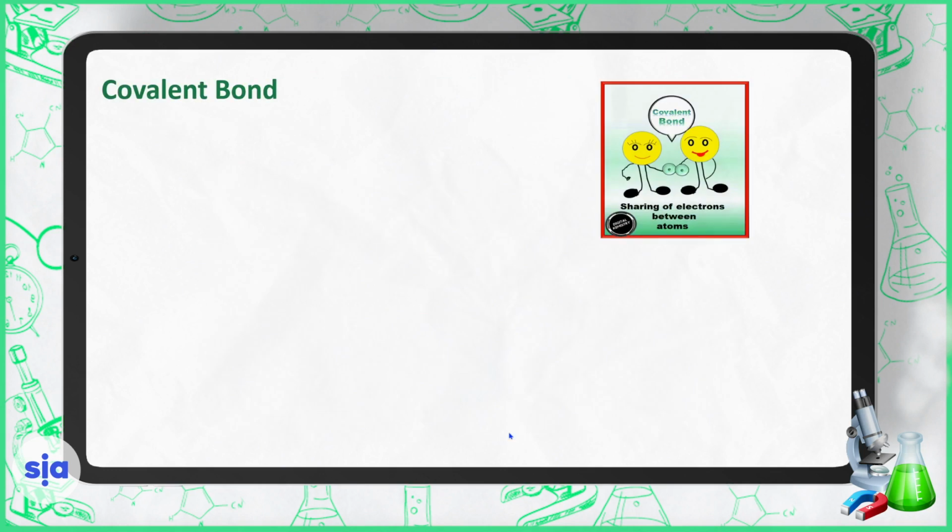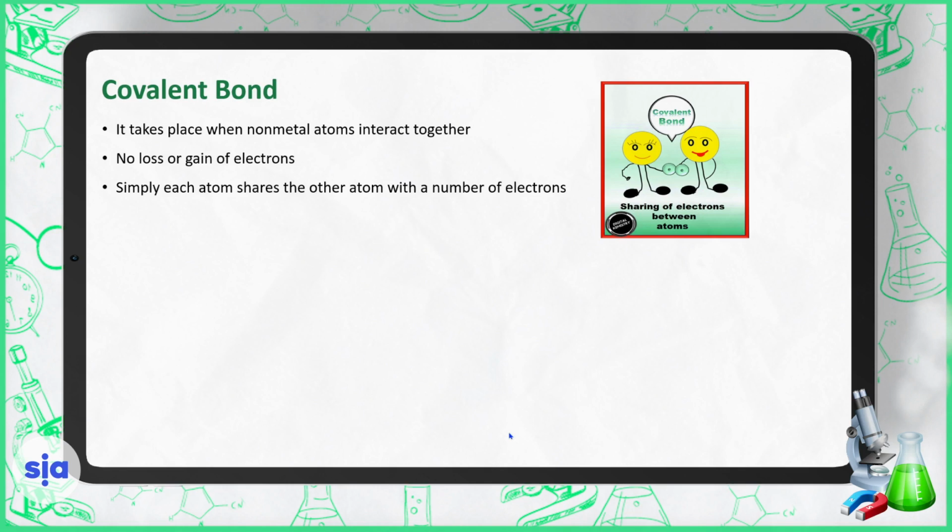The second type of chemical bond is called covalent bond. And simply, it is the sharing of electrons between atoms. A covalent bond takes place when non-metal atoms interact together. No loss or gain of electrons. Simply, each atom will share the other atom with a number of electrons.